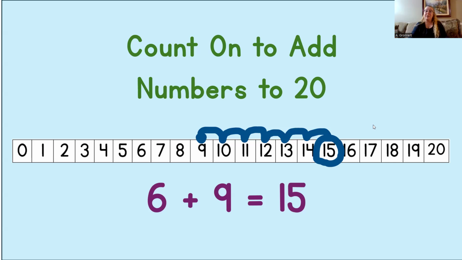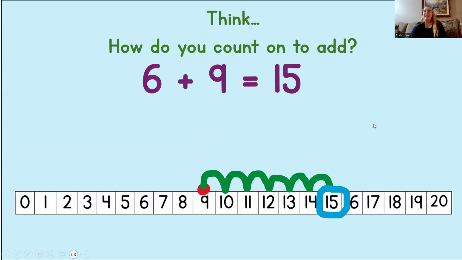Let's take a look. How do we count on to add? Well, when we count on to add, we first need to look at our equation. This equation is 6 plus 9. Then we look at the two add-ins and find the greater of the two. For this equation, that's the number 9.